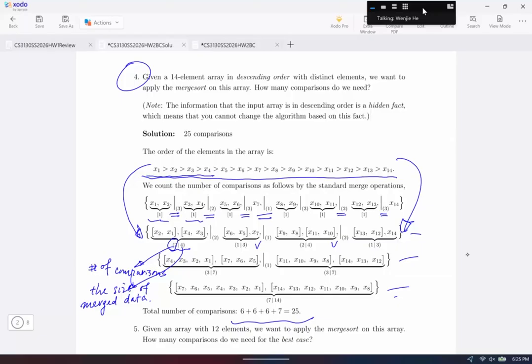So that's what I mean by a general input. I want to see if you really understand the details of this basic merge sort. So 1 question is good enough for that part.